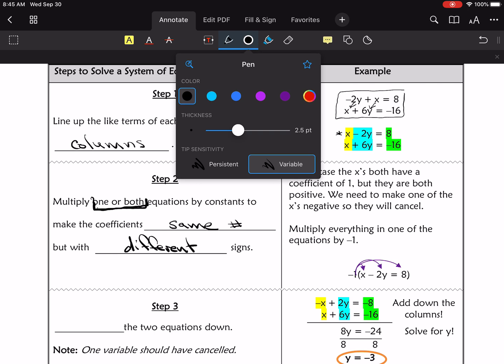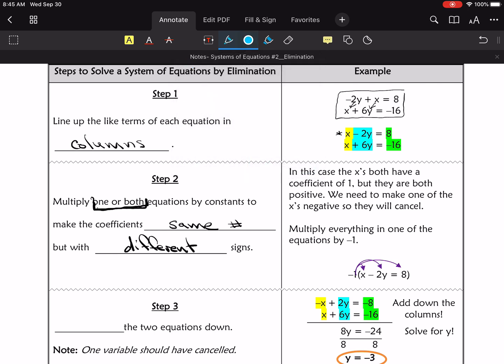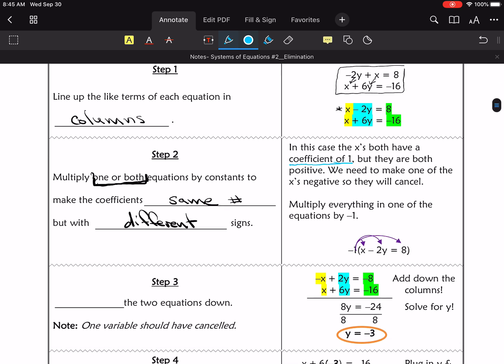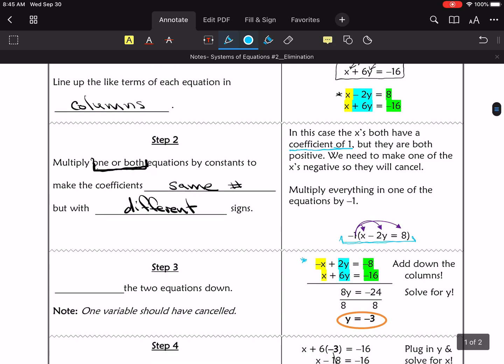So when I look at my system from step one, right, the x's have the same coefficient. Okay, they both have a coefficient of 1, but they're both positive. So to make one of them negative, and it doesn't matter which one, in this example, we took the top equation, and we're going to multiply everything by negative 1, just like they did here, right? So multiplying everything by negative 1 gives me this new top equation, okay?